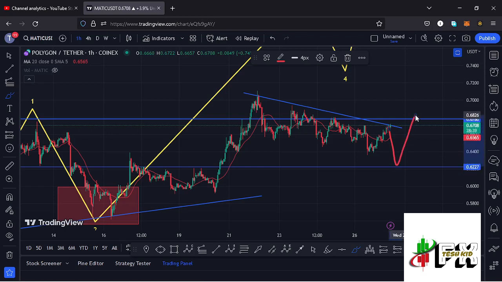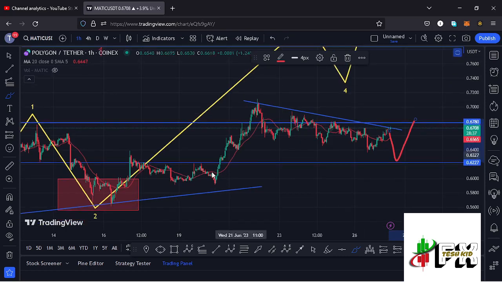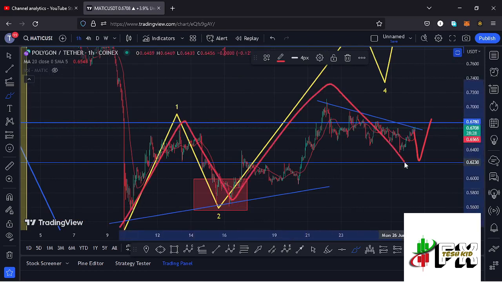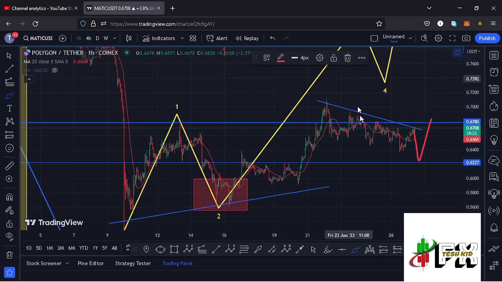And in case such a move plays out, then there are chances that whatever we have here on the charts is a 1-2 setup to the upside, having this as a 1-2 setup, and this is another 1-2 setup to the lower side before we can see a wave 3 within the 1-2 setup to the upper side.